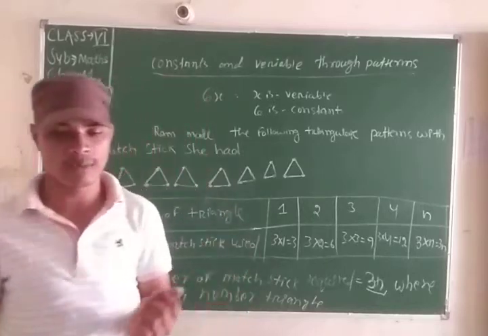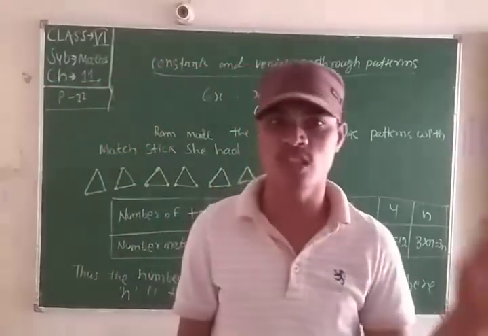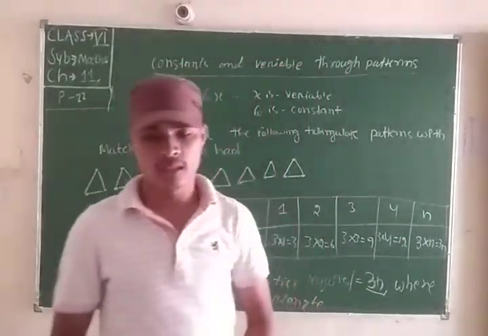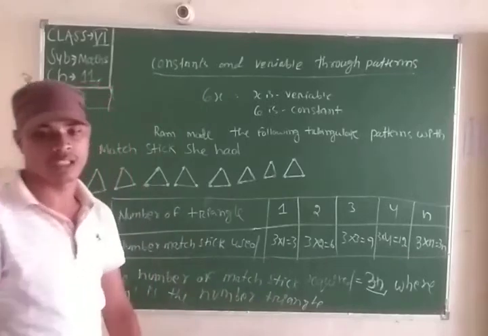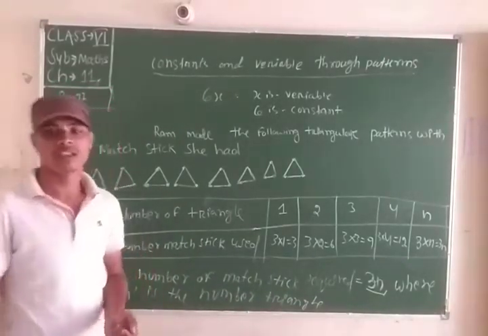Now we will take another example. We know the alphabet letters A, B, C, D, E, X, Y, Z, all 26 letters. Now we take another, suppose we take the letter E. Then let us see the formation of the letter E, and how many match sticks we need to use. So see the code.